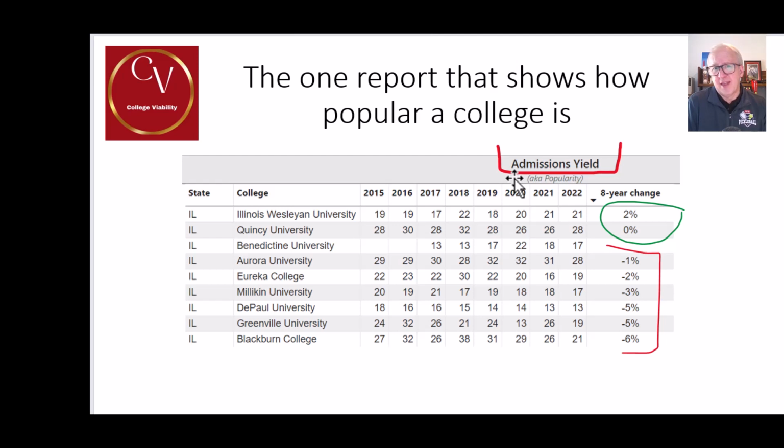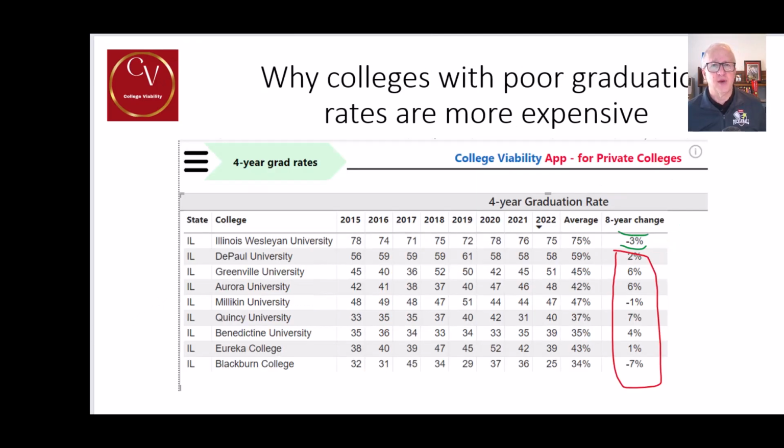Now, there's one other thing that's probably happening here. Because it's so easy to apply through the Common App online, many students are probably, and this is just educated speculation on my part, applying to a lot of colleges and not going to any of them, which would drag down the overall admissions yield rate. What about graduation rates?